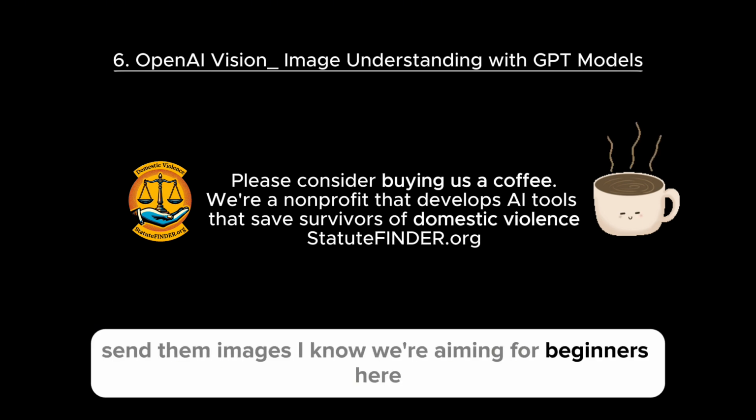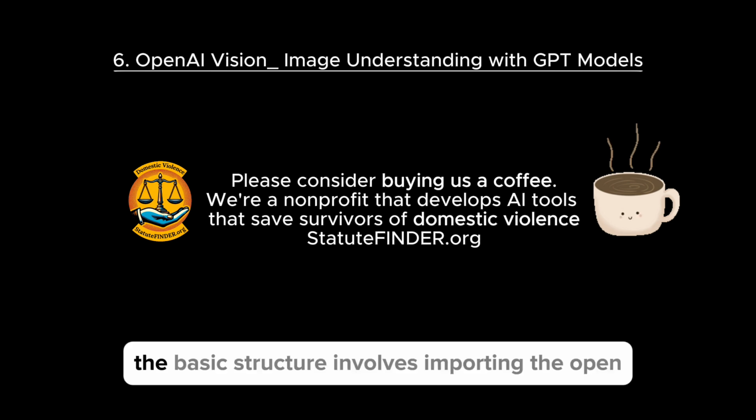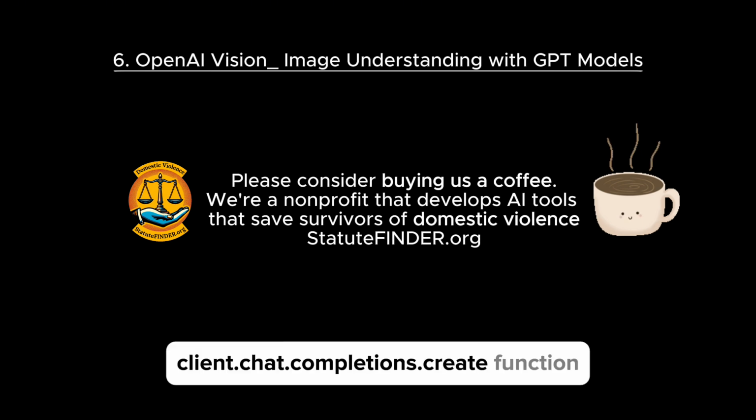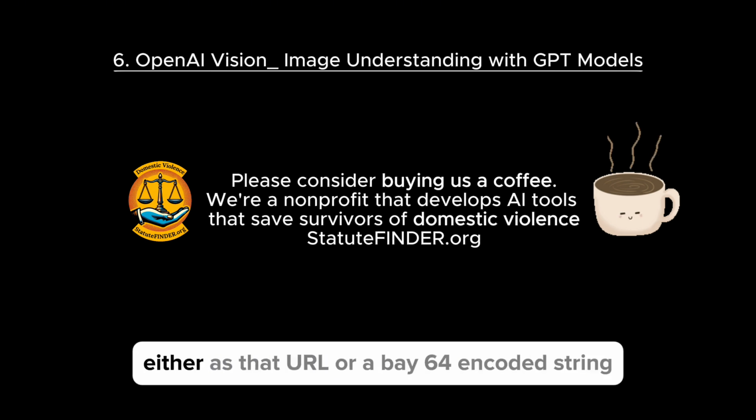I know we're aiming for beginners here, but can we get a sneak peek at what the code might look like? Absolutely. The basic structure involves importing the OpenAI library, creating a client object to interact with the API, and then using the client.chat.completions.create function to send your request. Within that request, you'll specify the model you want to use and build a message that includes your image information, either as that URL or a base64 encoded string.